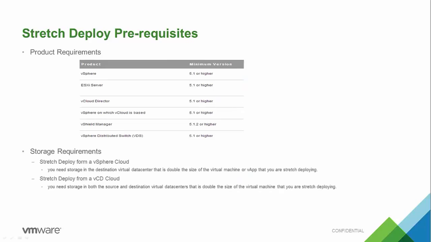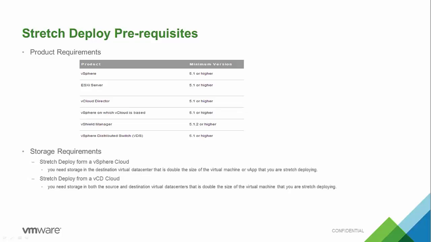Now we're going to take a quick look at some of the stretched deploy prerequisites. As you can see from here, the product requirements call for 5.1 or higher for vSphere, ESXi, vCloud Director, the vSphere on which the vCloud is based, and vShield Manager, and you need a vSphere distributed switch that's 5.1 or higher also. For the storage requirements, you will need at least twice the storage in the destination virtual data center of the virtual machine that you are stretching. For instance, if you are stretching a virtual machine with a 40 gig VMDK, you will need at least 80 gigs available in the target vCloud.